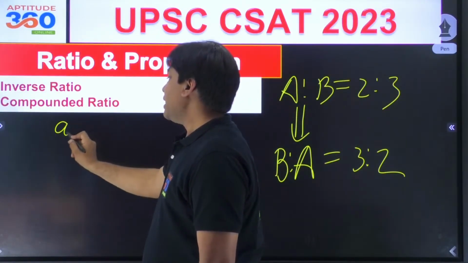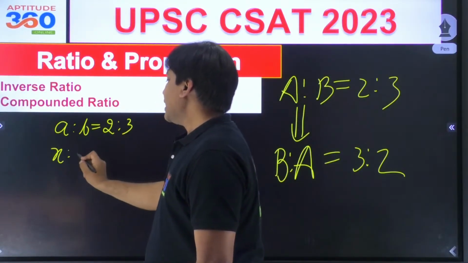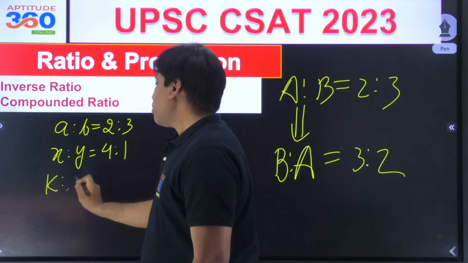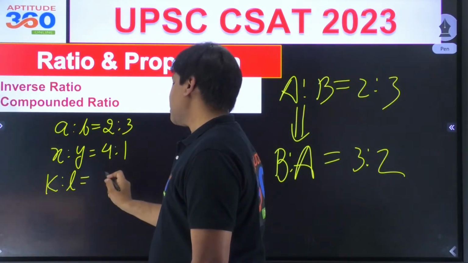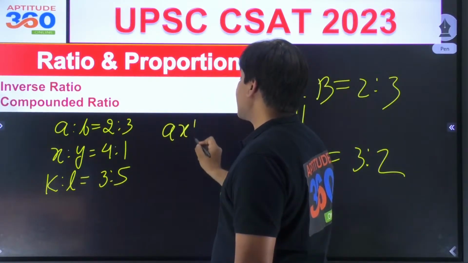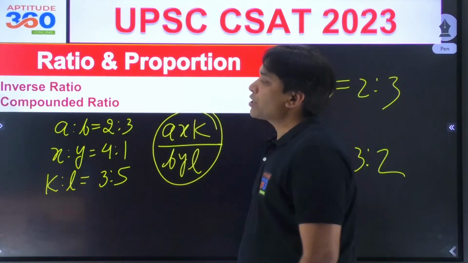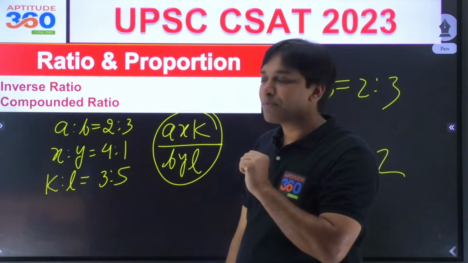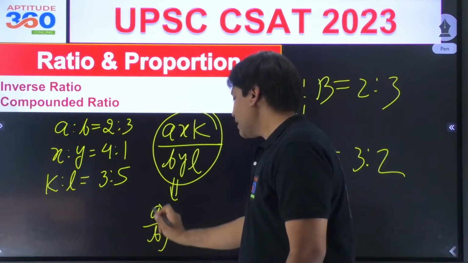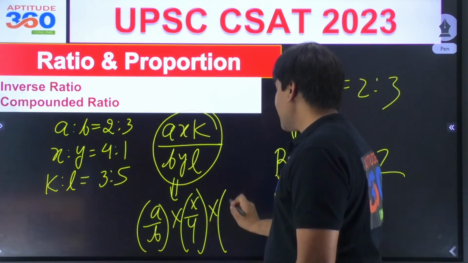If A is to B is, say, 2 is to 3, X is to Y is given to me as 4 is to 1, and K is to L is given to me as, say, I don't know, maybe 3 is to 5. And if I have to find out AXK divided by BYL, this is the compounded ratio. What will I do? I will multiply the three ratios. Understood? That means A by B and then X by Y and then K by L.